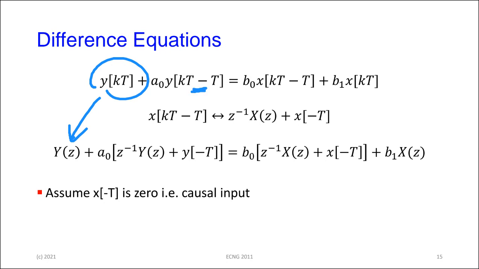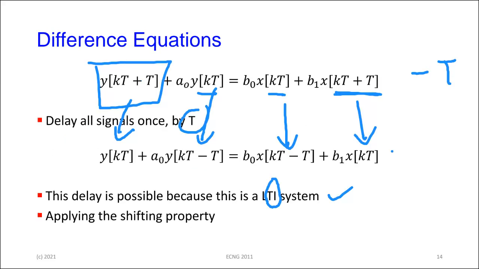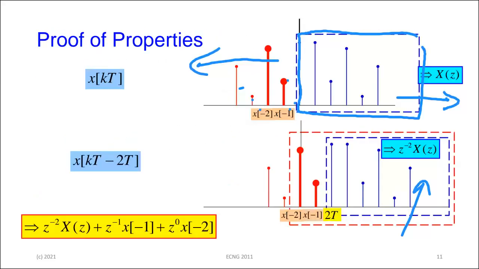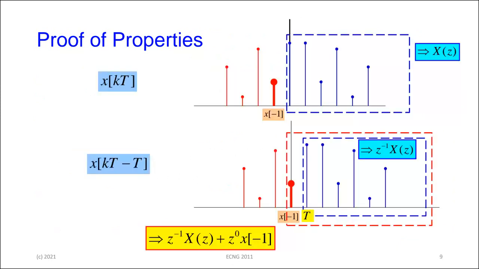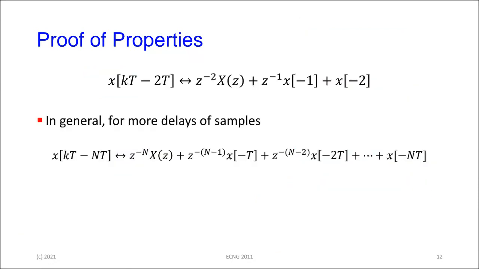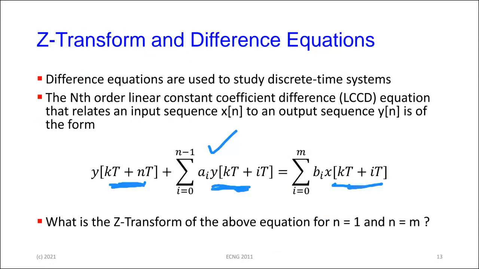Y(kT) delayed by 1 is going to give me z^-1 Y(z) plus y(-T). Remember, we just looked at that, right? That was this little bit here, the very first slide that we had. If I delay it by 1, then I have the original transform delayed by 1 plus this value here that I have to cater for. So straight by inspection.